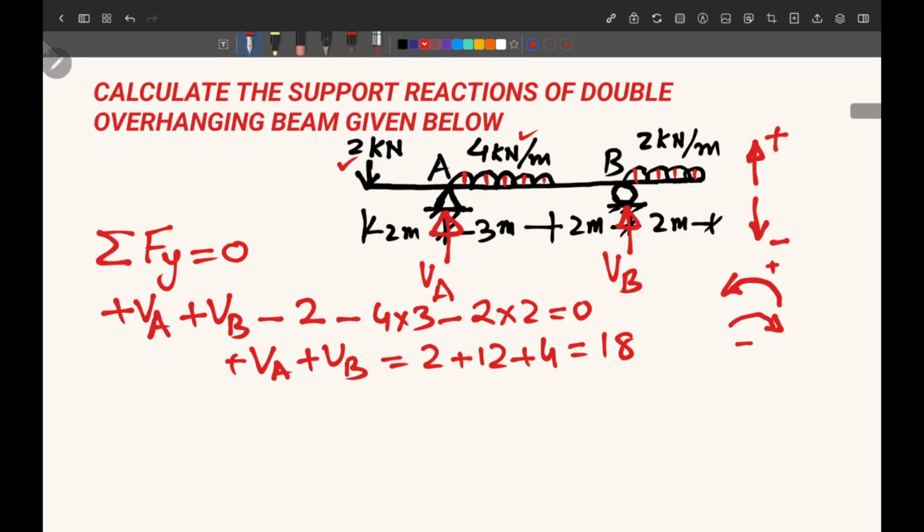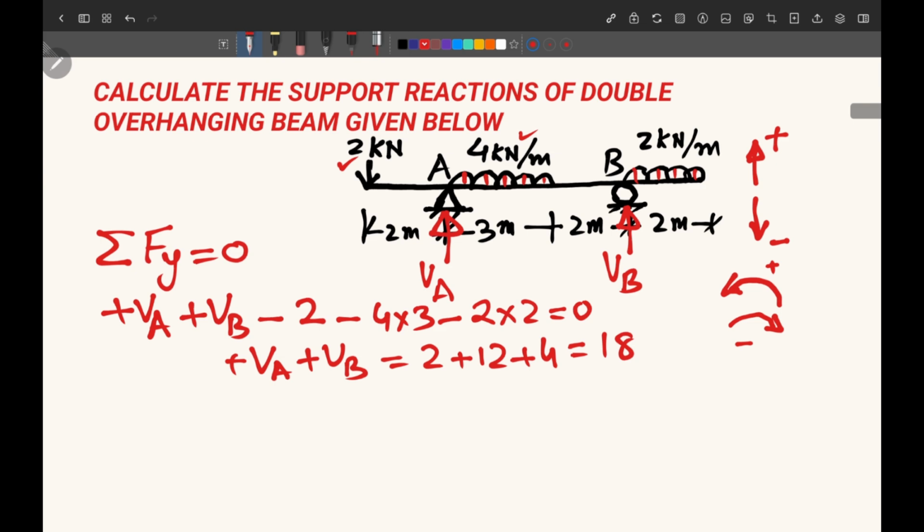Now we'll apply the third equation of static equilibrium, that sigma M about any point of this beam should be equal to 0. Now we can take moment about any point of this beam. For simplicity, we normally take the moment about any of the support so that one of that reaction will be eliminated.